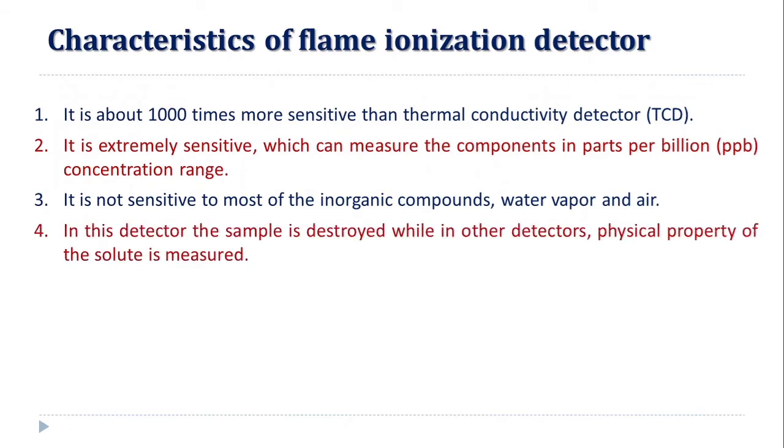In this detector, the sample is destroyed, while in the other detectors, a physical property of the sample is measured. In this case, the sample components are burned with the hydrogen, so the sample is getting destroyed. But in other detectors, the sample can be collected and its physical property can be measured. So this is one more drawback in the characteristics of the flame ionization detector: the sample component will get destroyed. It is very widely used.